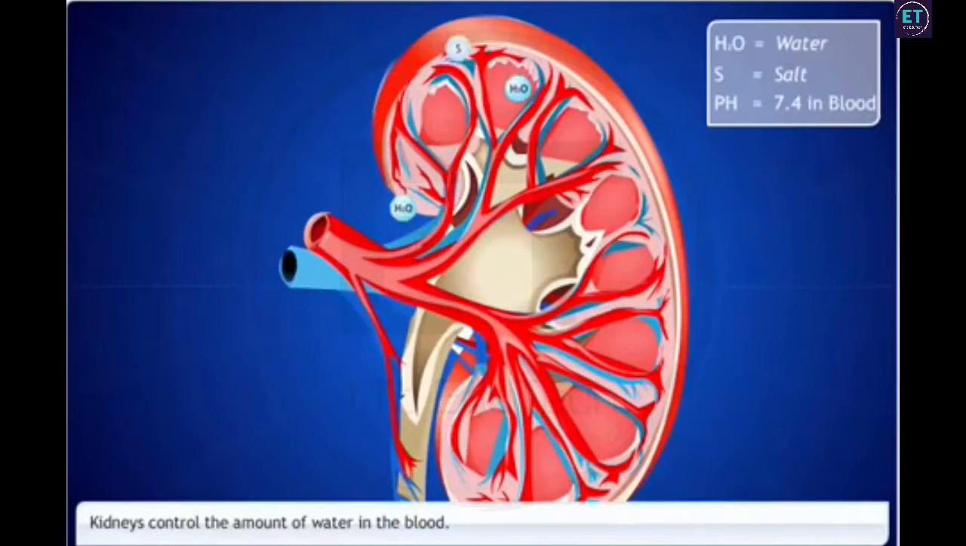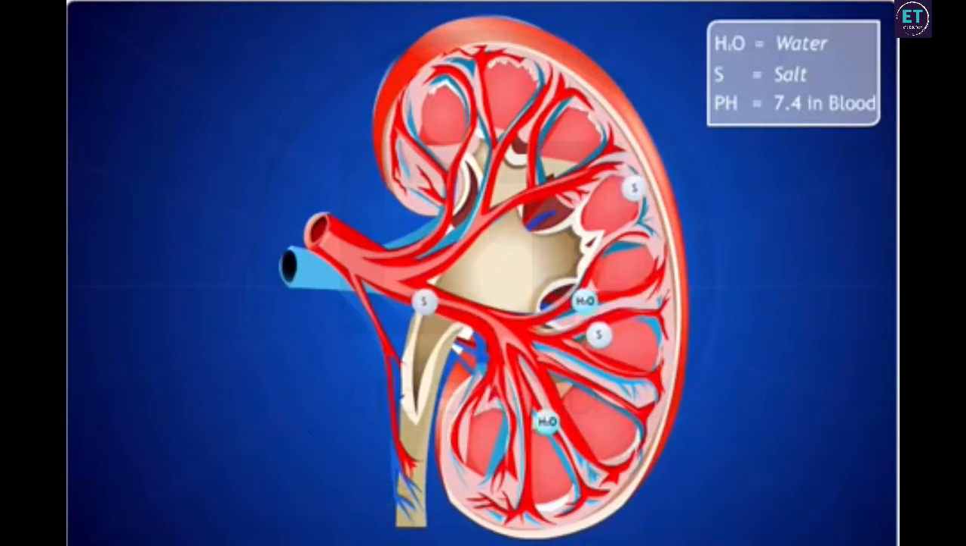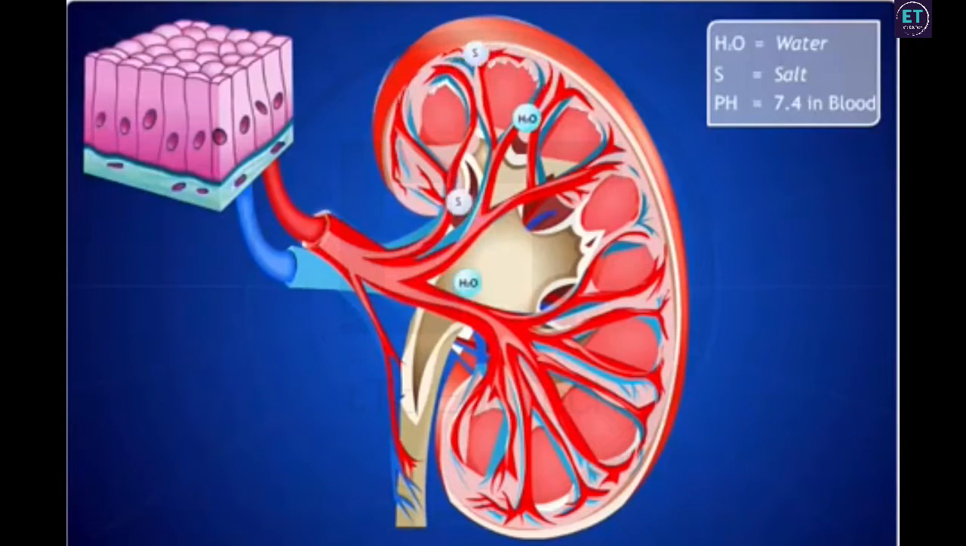They control the amount of water in the blood. The kidneys maintain the level of body fluids in the blood by regulating the salt concentration. If this did not happen, then the osmosis or movement of water between body cells and blood would be hampered. Kidneys maintain the blood pH at 7.4.